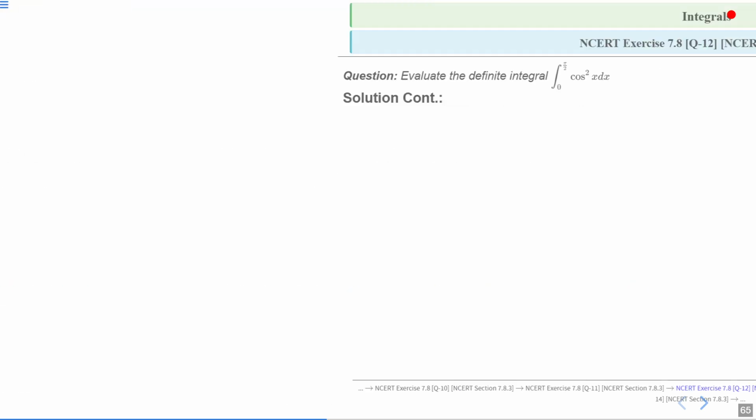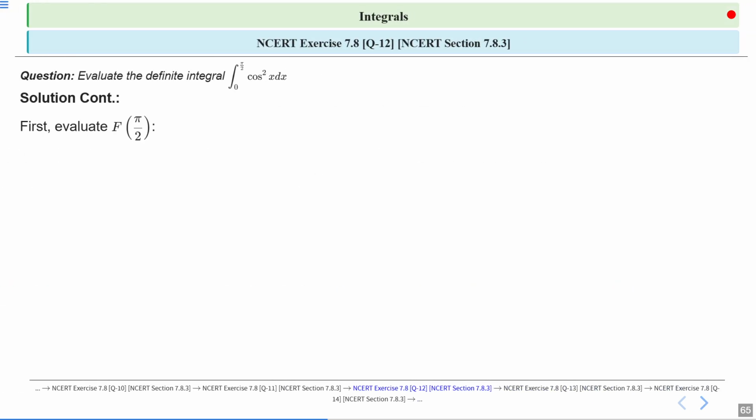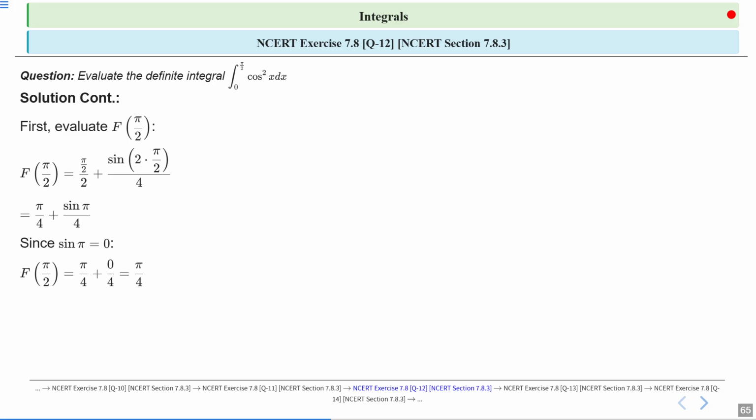So now we find the value of f at pi by 2. It becomes (pi by 2) by 2 plus sine of 2 into pi by 2, all by 4. So it becomes pi by 4 plus sine pi by 4. Since sine pi is 0, the value of f(pi by 2) is pi by 4 plus 0 by 4, which is equal to pi by 4.